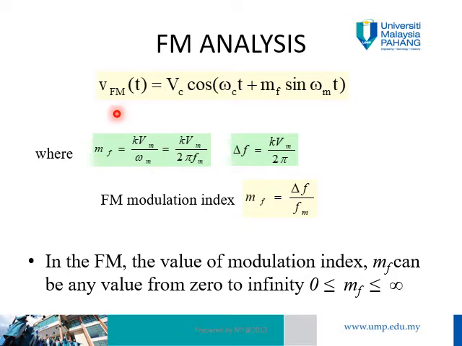So we can write the FM equation as Vc cos omega ct plus mf sine omega mt, where mf is the modulation index of FM. mf is equal to k Vm over omega m, equal to k Vm over 2 pi fm. Omega is 2 pi f, so omega m is 2 pi fm. So delta f is k Vm over 2 pi.